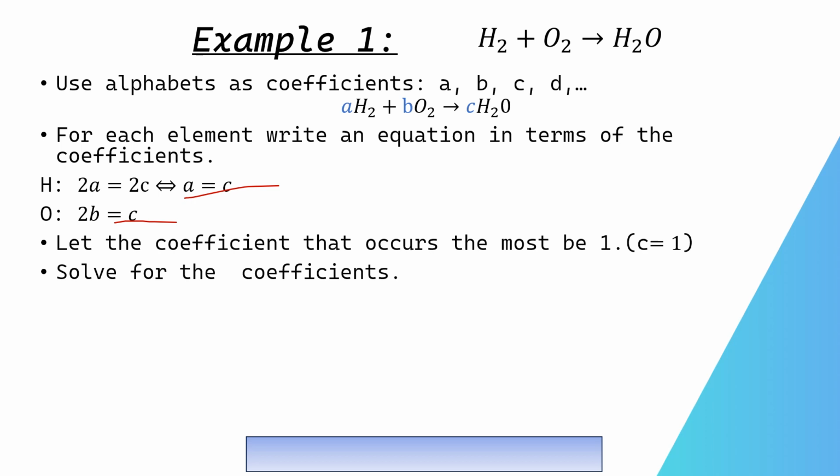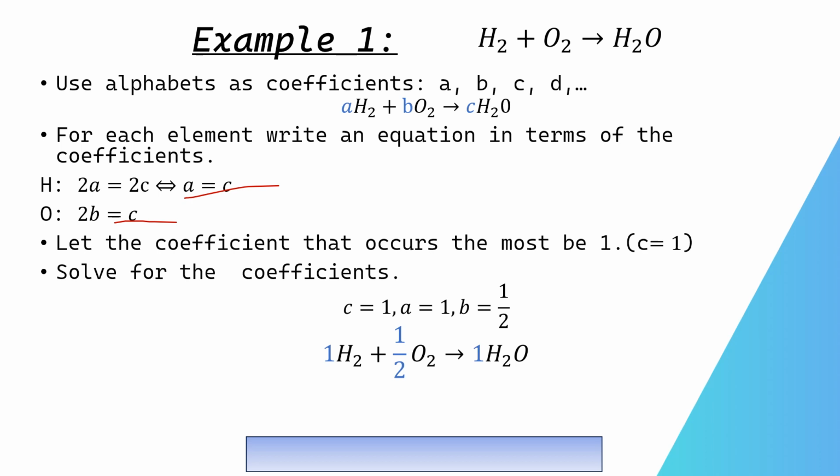So if C is equal to 1, and we say A is equal to C, then A is also equal to 1. Now 2B is equal to 1, so B is equal to half. So we have C equals 1, A equals 1, B equals half. Now you put all these back into the main equation. We have 1H2 plus half O2 going into 1H2O.